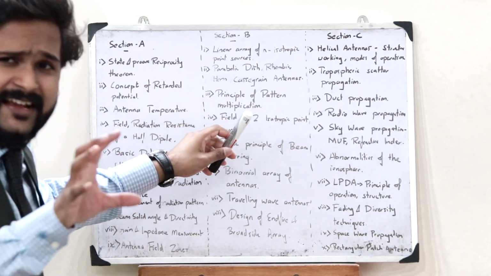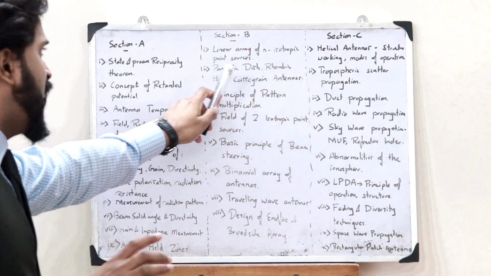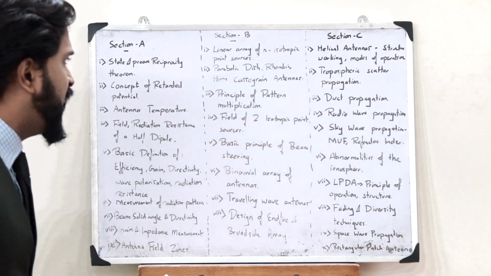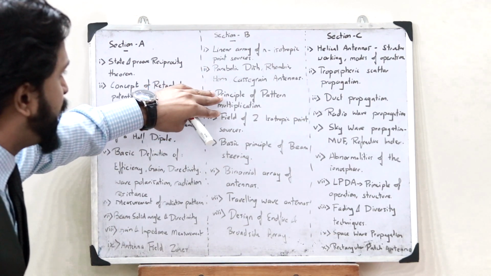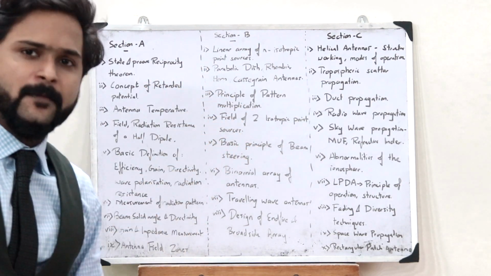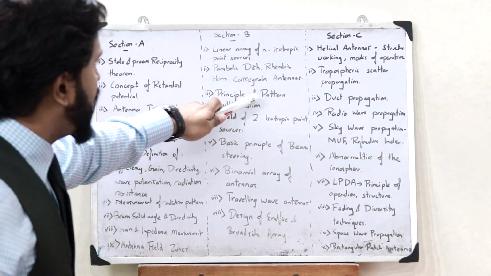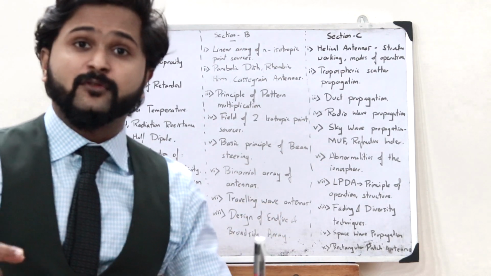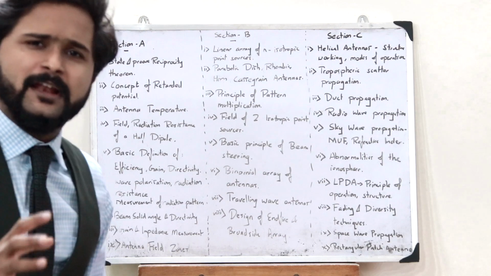Then we have to have a basic idea of what you mean by a parabolic dish antenna, a rhombic antenna, horn antennas and Cassegrain antennas. Then you have to have a pretty good understanding of the principle of pattern multiplication. That is a sure question. Please do have a clear understanding of the principle of pattern multiplication. I leave the link to that video in the description below. Please never skip this. This is a very important topic.